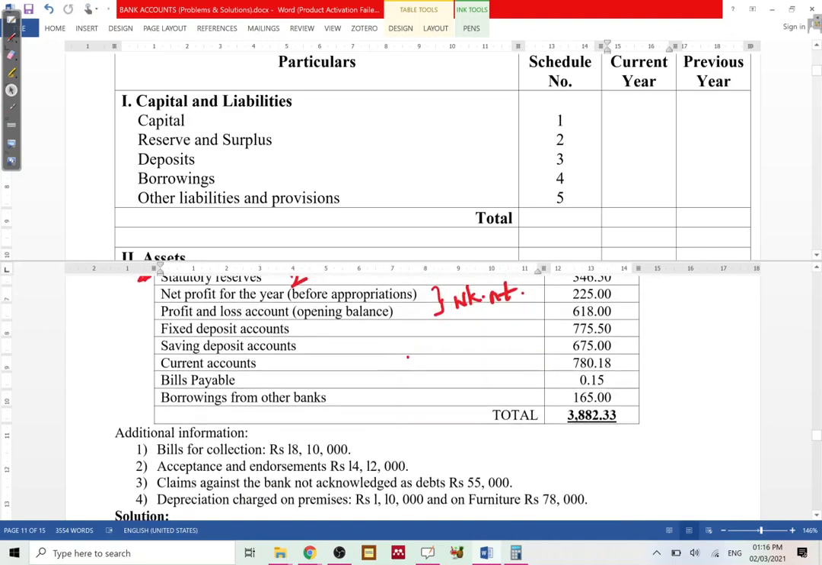Next, fixed deposit accounts. Can you tell me which schedule this will go under? Deposits, schedule 3. Very good. Same way, saving deposit account also under deposits, schedule 3. Okay. What about current accounts?